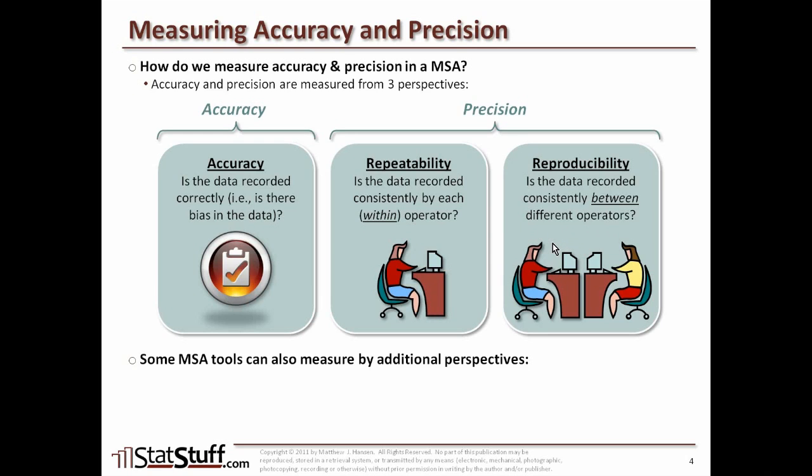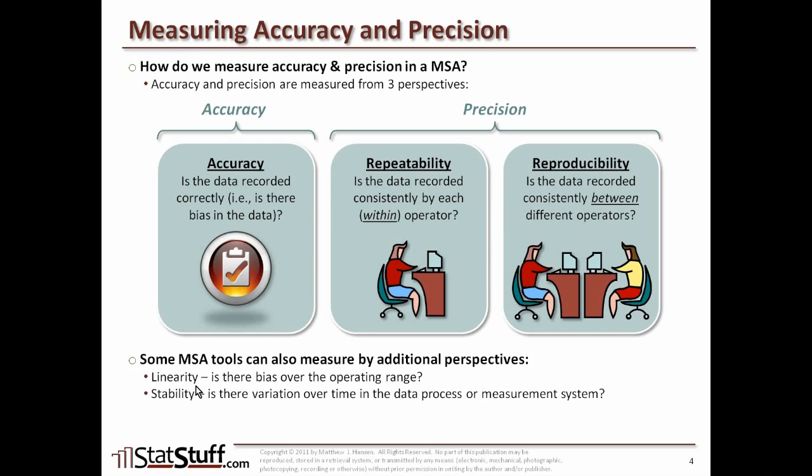Now there are some additional perspectives that could be applied when looking at the MSA and doing analysis on it. One is linearity: is there bias over the operating range? Another one is stability: is there variation over time in the data process or within that measurement system? And then finally, resolution or discrimination, which asks: is the measure granular enough, or is the scale fine enough to detect small bias or variation? These are some additional perspectives, but for the exercise that we're going to be exploring, we're going to limit the MSA to just these other three perspectives of accuracy, repeatability, and reproducibility.